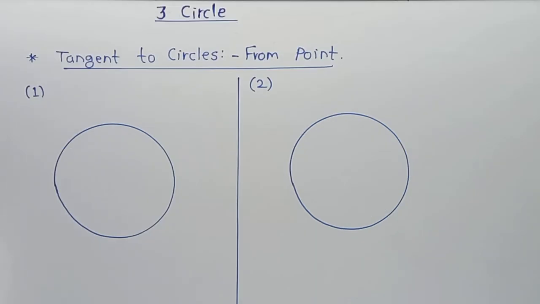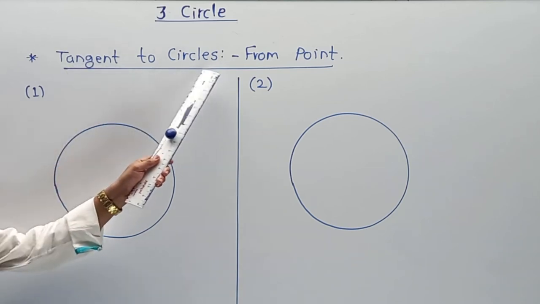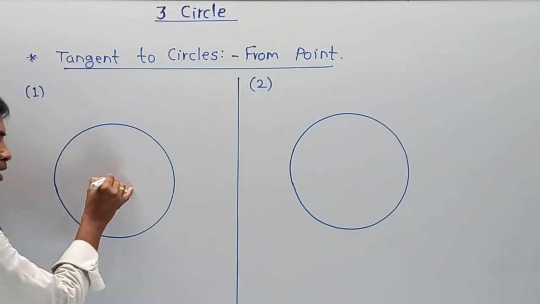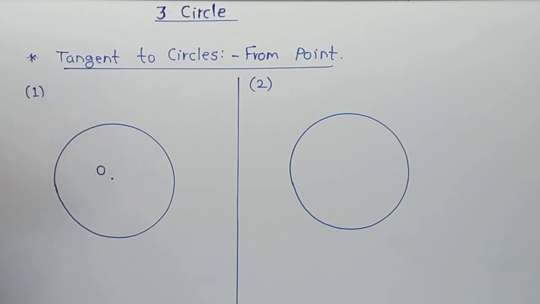Hello friends, now we are introducing some additional concepts. In this case, tangent to a circle from a point. Try to understand this concept. Let us say O is the center of a circle. If a point is inside the circle, you cannot draw a tangent to the circle.